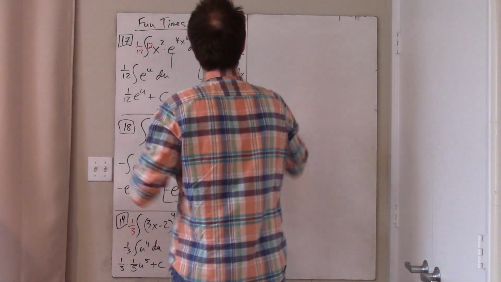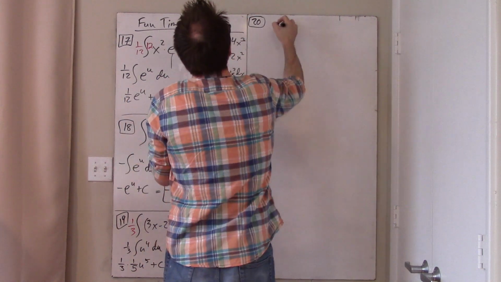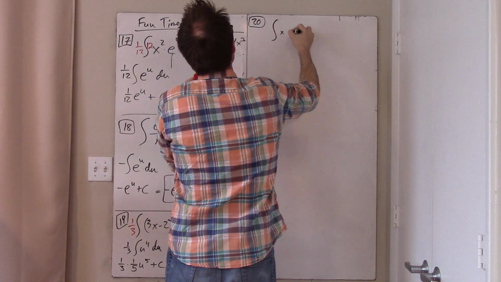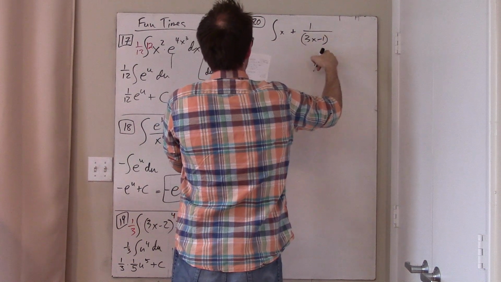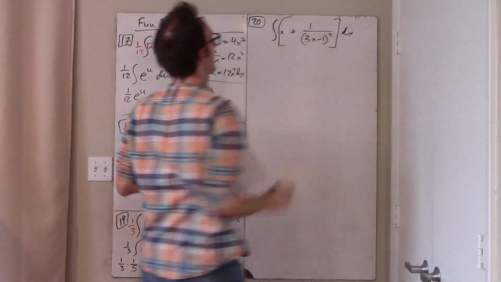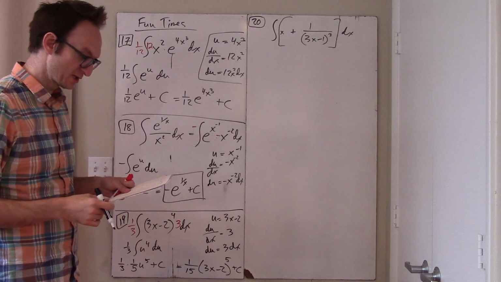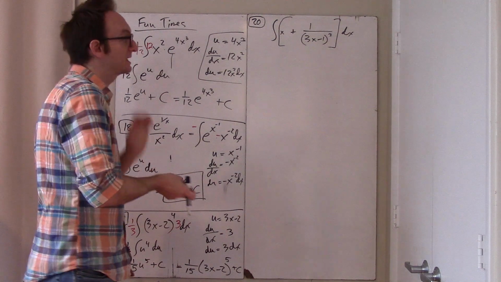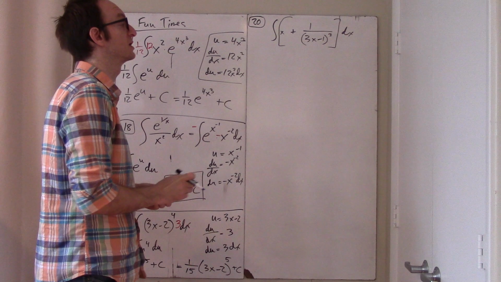Number 20. Let's see. Antiderivative x plus 1 over 3x minus 1 cubed, then dx. Yeah, this is basically just a problem to push the idea, if you haven't realized already, that when it comes to antidifferentiation, if you can split things up into different pieces, do so.